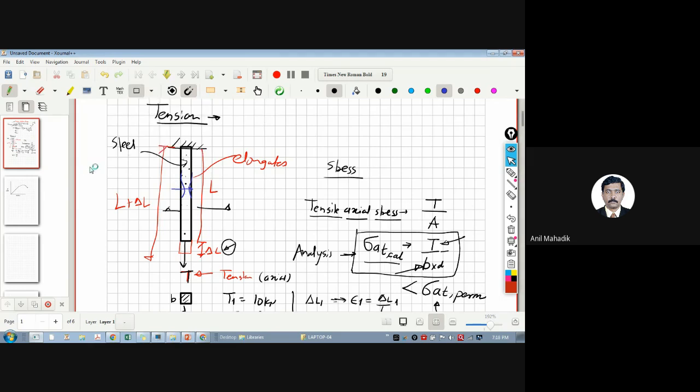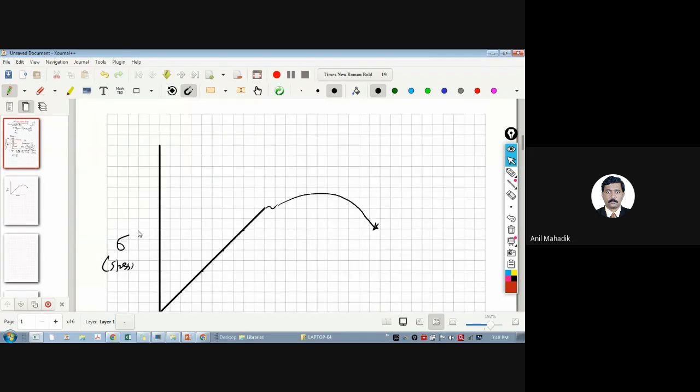So what will happen at the breaking point? There will be two members like this. So it will cut actually. And then this will be like this. Correct. So it is broken, or it is the breaking point, we can say. That breaking happens at the ultimate force. So this is your breaking point.